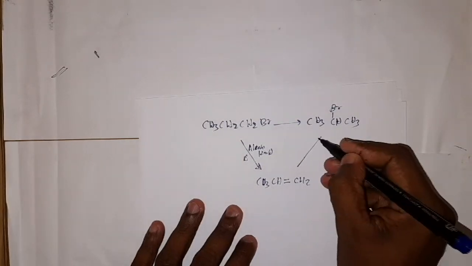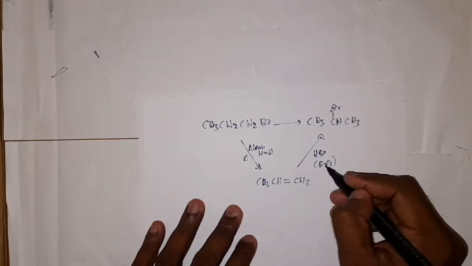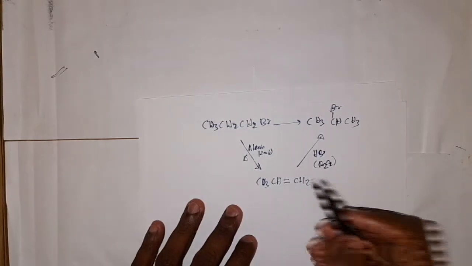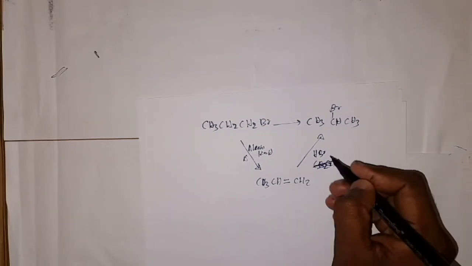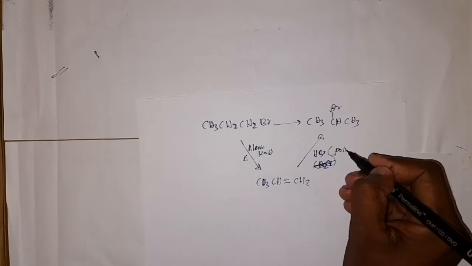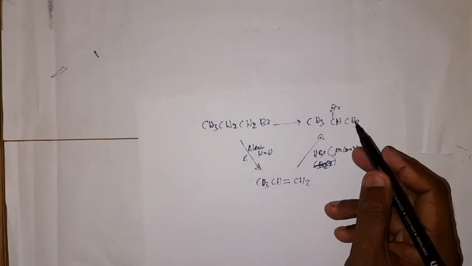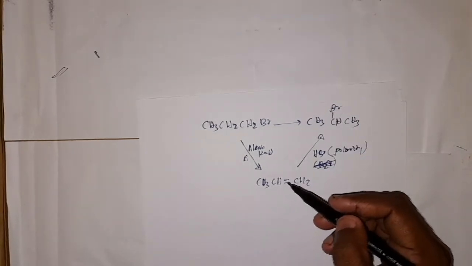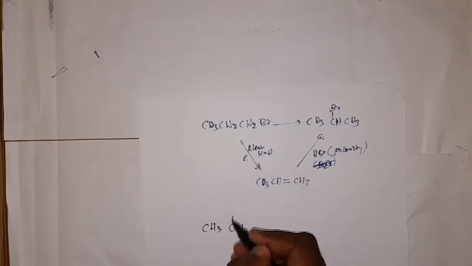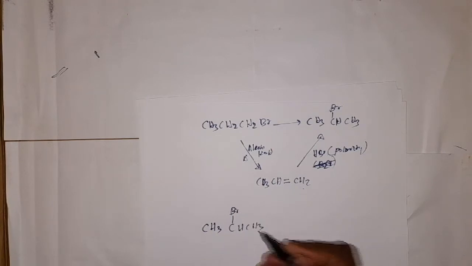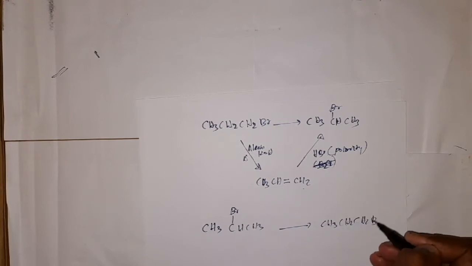Then you have to add HBr under R2O2 media or peroxide media. Then hydrogen goes to the less-substituted side. If you add HBr in the presence of a polar medium, then hydrogen goes here and Br goes here. Now think about another example, CH3CHBrCH3. You have to convert this into CH3CH2CH2Br.